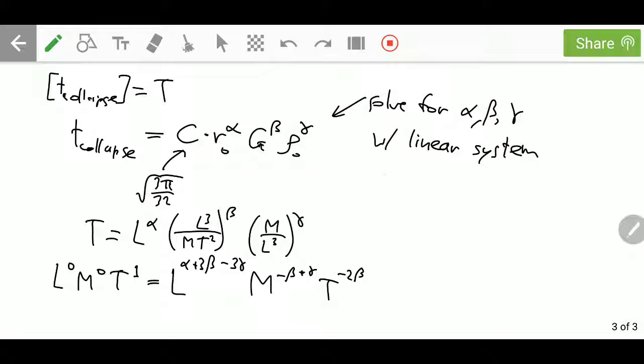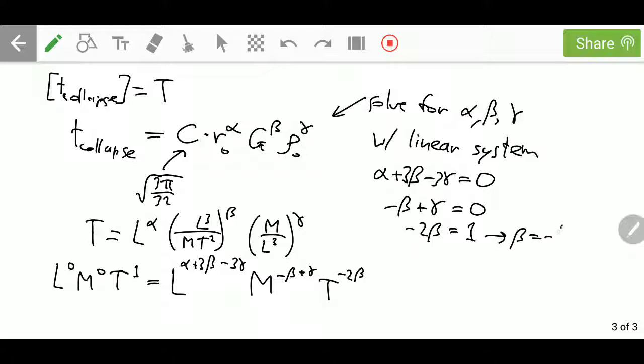So we have this linear system, alpha plus 3 beta minus 3 gamma is 0, matching the powers of L. Then we have negative beta plus gamma is 0, matching the powers of M. And then we have negative 2 beta equals 1, matching the powers of T. Now, if this were a fully general 3-variable system, this might be a little bit annoying, but fortunately we have an equation where beta is isolated, so we can go ahead and do that straight away. Beta is negative 1/2.